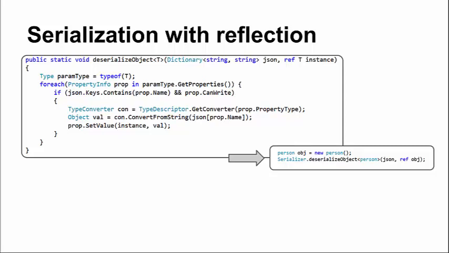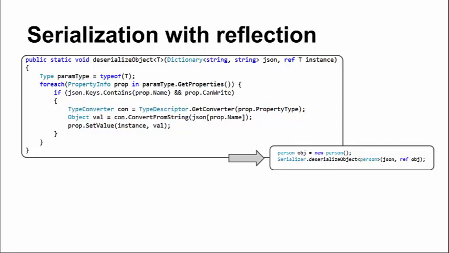But basically, all we see here is we reflectively get the properties of the type. We see if the JSON contains that property, and if we can write to that property on the object here. We go ahead and convert that into the proper type using the type converter and type descriptor features from .NET, and then we just set the value. The reflective parts of this are primarily the get properties and the set value we see down there at the bottom. These are the crux of what makes this code work, in that we can take these properties out and iterate over them like a list.